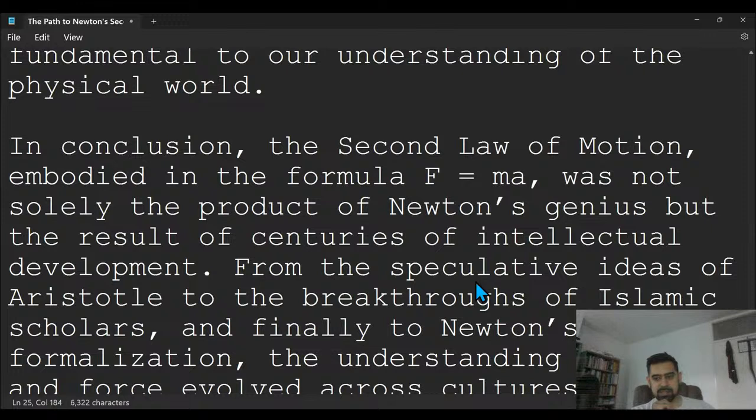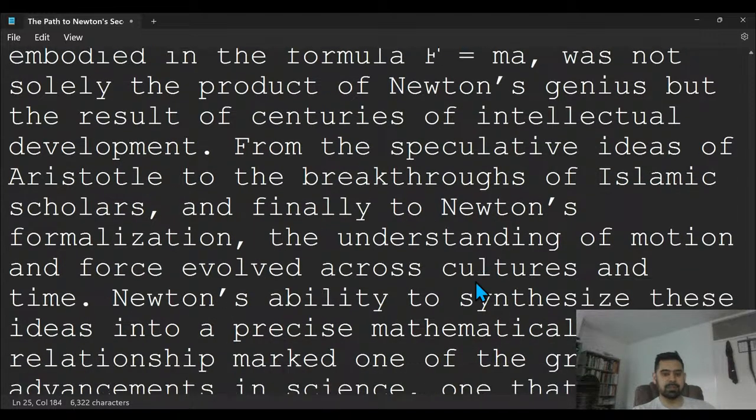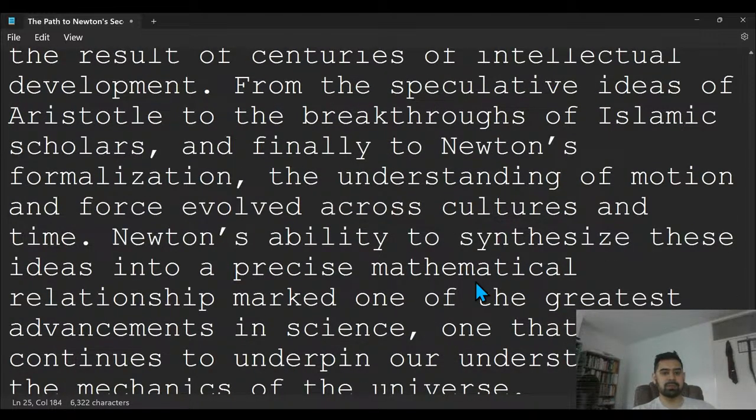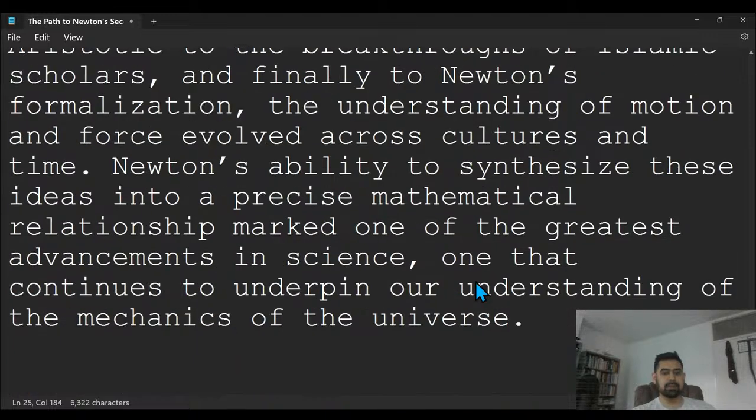In conclusion, the second law of motion, embodied in the formula F equals ma, was not solely the product of Newton's genius, but the result of centuries of intellectual development, from the speculative ideas of Aristotle to the breakthroughs of Islamic scholars, and finally to Newton's formalization. The understanding of motion and force evolved across cultures and time. Newton's ability to synthesize these ideas into a precise mathematical relationship marked one of the greatest advancements in science, one that continues to underpin our understanding of the mechanics of the universe.